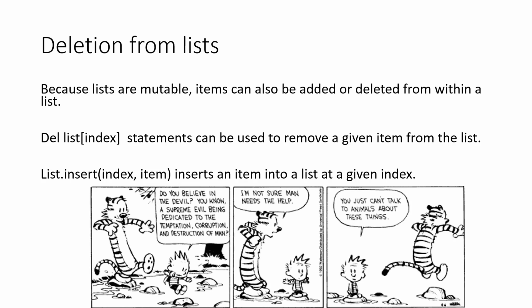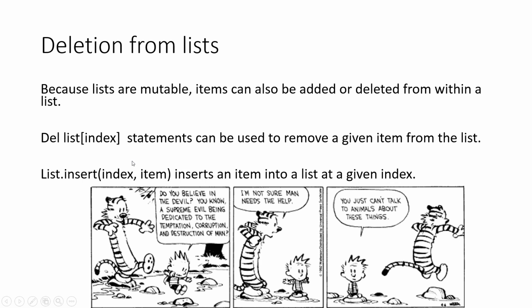Now, because lists are mutable, we can add or delete items from within the list instead of simply changing them. We have the del function, which takes a list variable name followed by an index, to remove a single item from the list. We can also use list.insert, where list is the name of our list, and insert is a function on that list, where we can insert an item into the list at a given index. Everything at that index and forward is incremented by 1, and everything before that index is left alone.